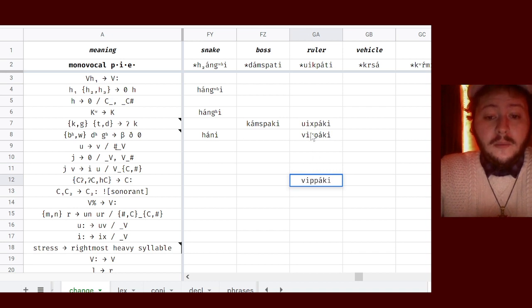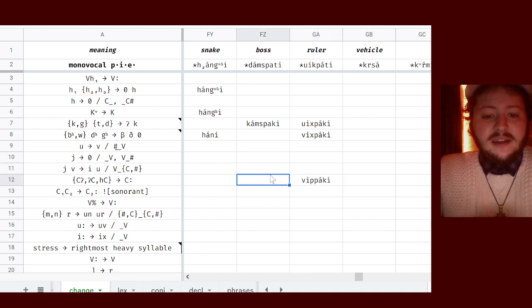So vipaki is going to be vippaki with a double P now. Nothing happens to kamspaki yet.